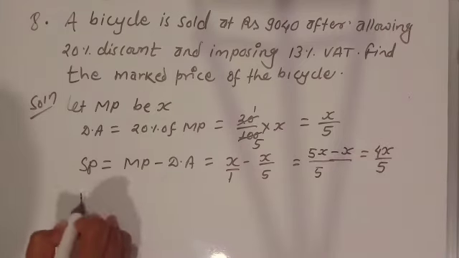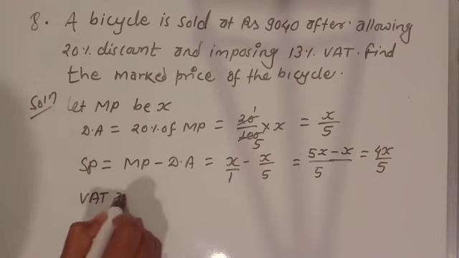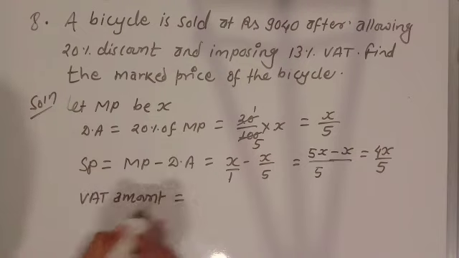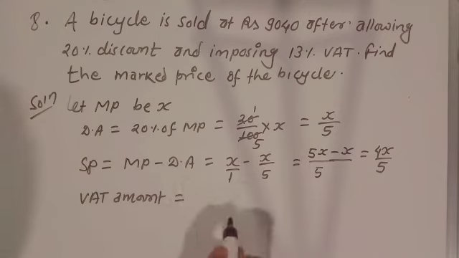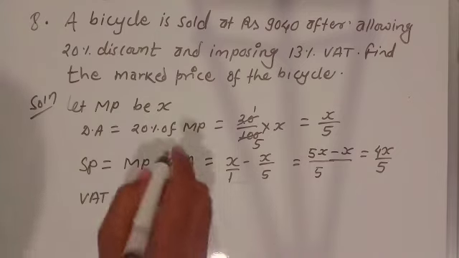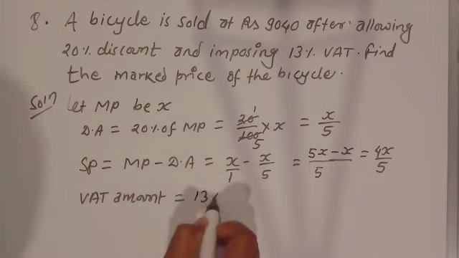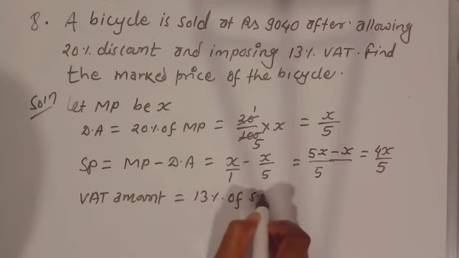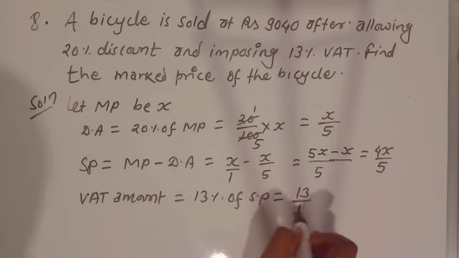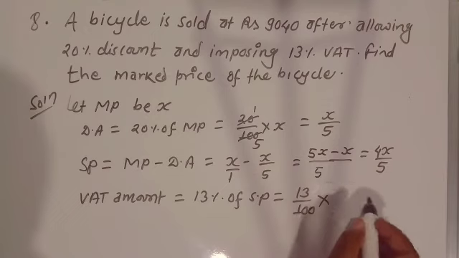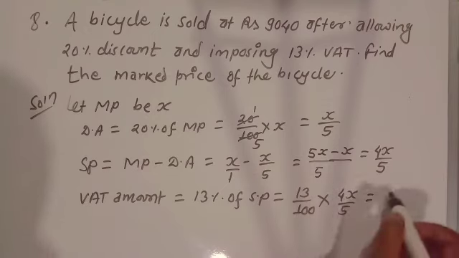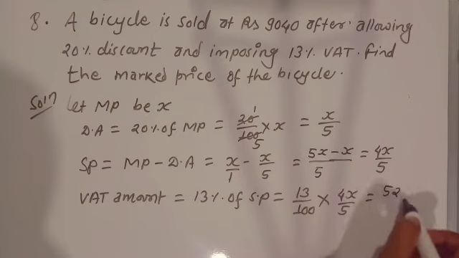Now calculate the VAT amount. VAT amount is VAT percent of SP. VAT percent is given, 13%. VAT percent of SP is 13 upon 100 times SP, which is 4X upon 5. Then this is 52X upon 500. This is the VAT amount.